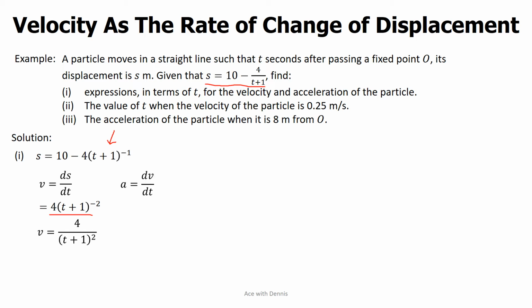To get the expression for acceleration, it equals dv over dt. We will use this as the equation of the velocity, and when we differentiate it, we get negative 8 over (t plus 1) cubed.